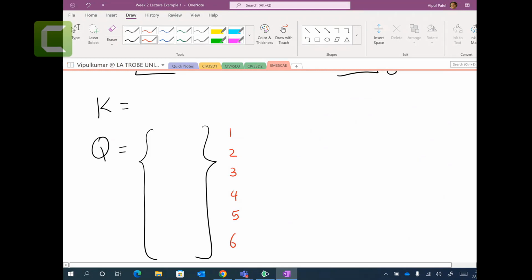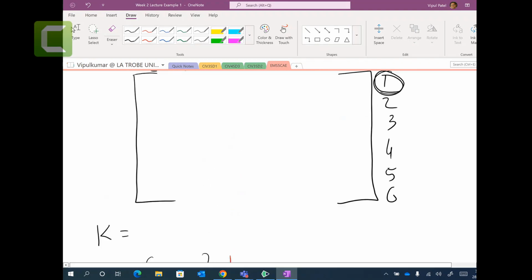I'm just trying to put those 6. However many total degrees of freedom you have, that many. If you have 10, you put 1 to 10. If you have 15, you put 1 to 15. If you have 6, you put 1 to 6. I hope it makes sense to put the red numbers.